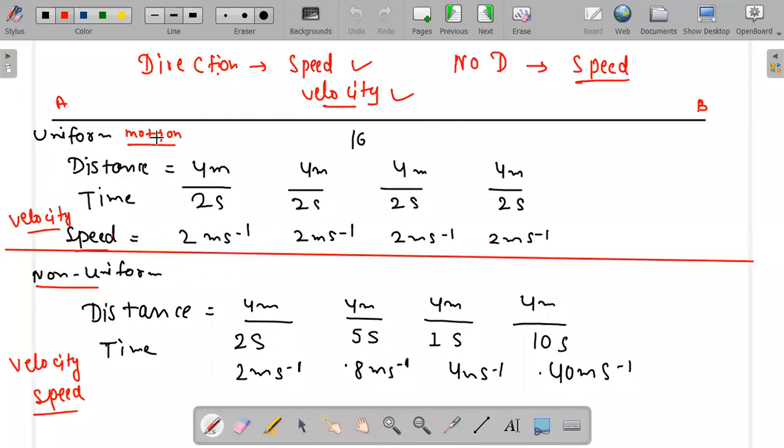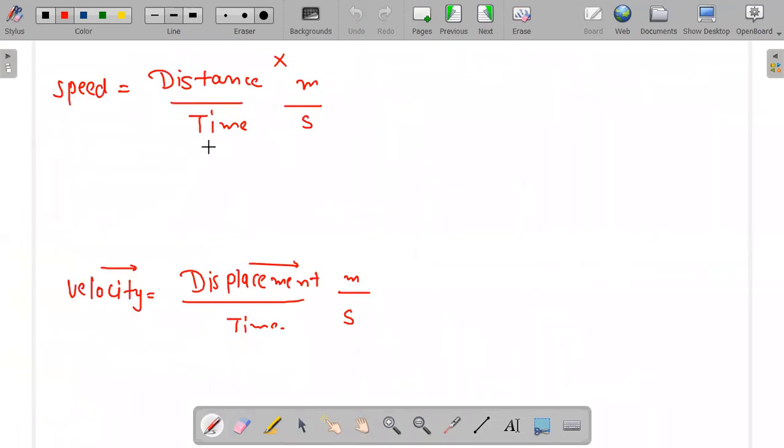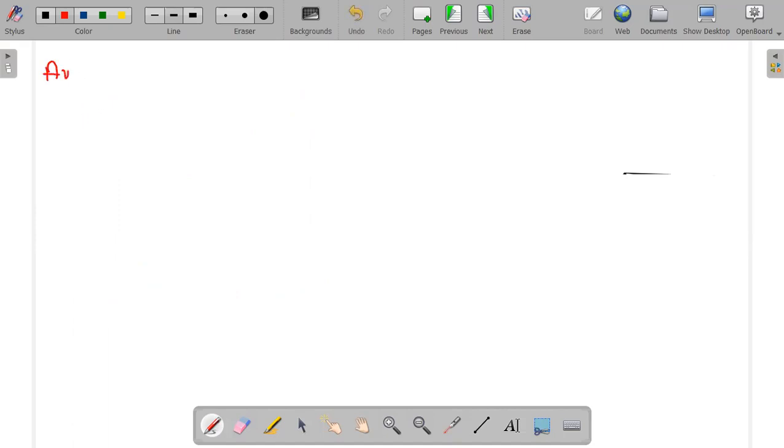So from uniform motion, you can find both velocity and speed, and from non-uniform motion, you can find both velocity and speed. But for non-uniform motion, you are going to find non-uniform velocity and non-uniform speed. And from uniform motion, the value will be in uniform velocity or uniform speed. Now, this is the formula. According to this formula, we are going to do some questions. So first of all, let's write a question. First of all, I'm going to tell you the formula of uniform is average speed. What is average speed?